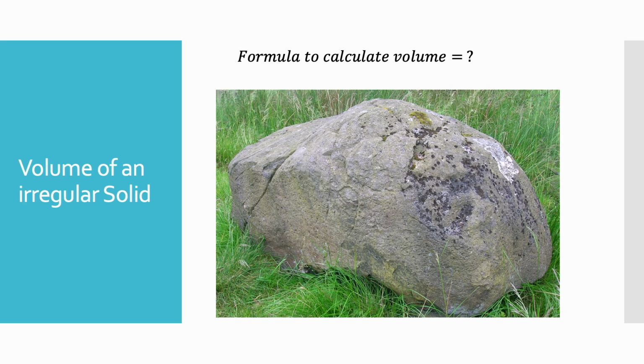But what happens when the object is not a regular shape? Look at this rock. It's an irregular solid, which means it has no fixed shape and no easy formula to calculate its volume. So if I ask you, what is the volume of this rock? We don't have any formula for this. What will we do? Let's find out.